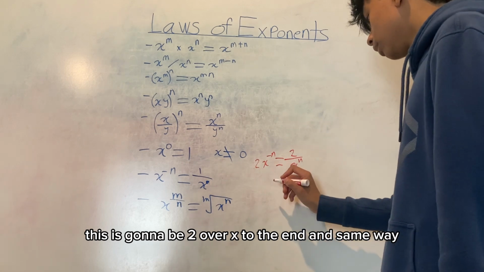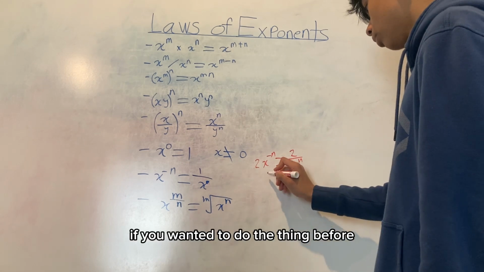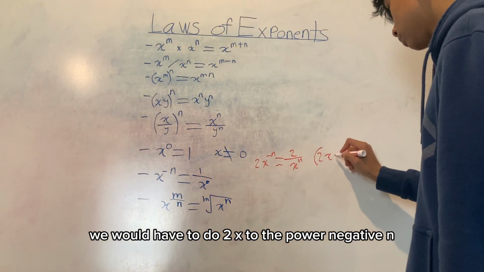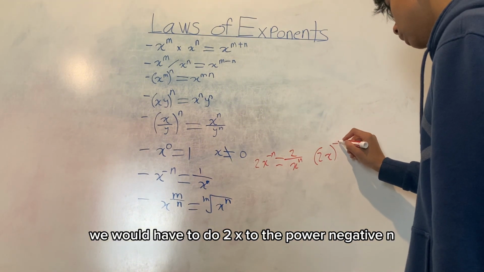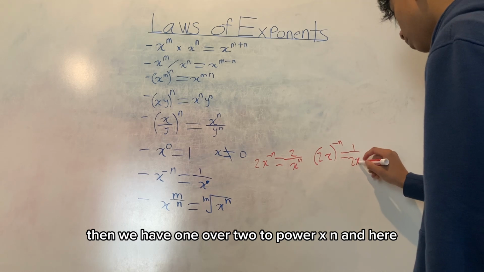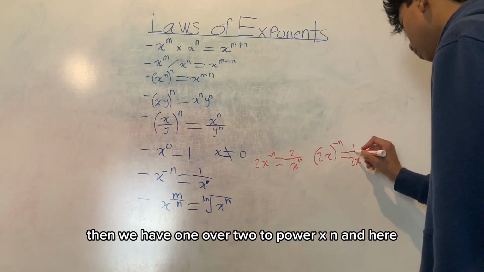And the same way, if you wanted to do the thing before, we would have to do 2x to the power negative n. Then we have 1 over 2 to the power x n.